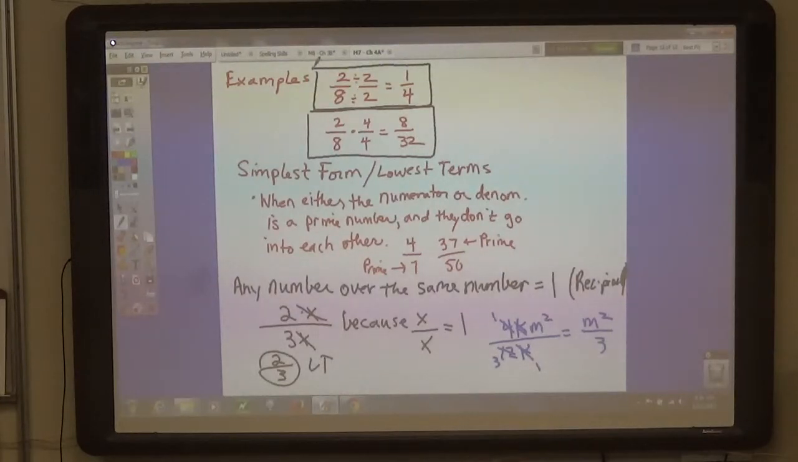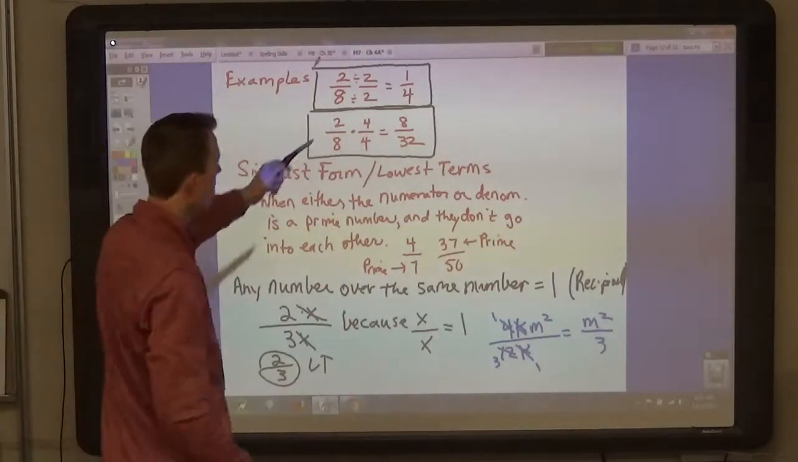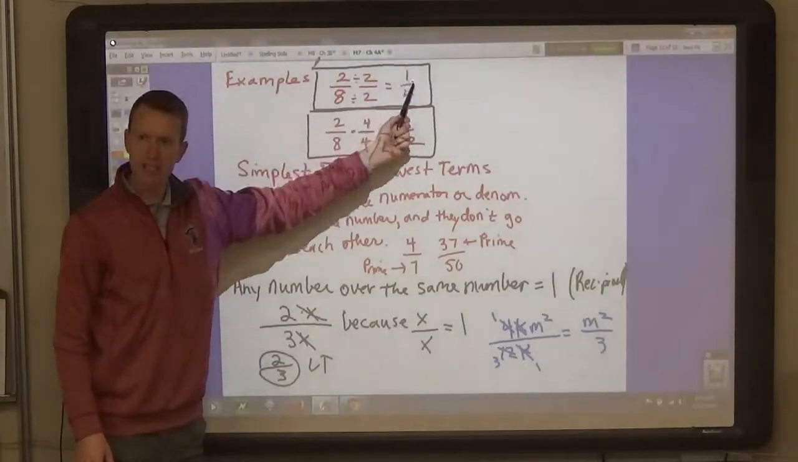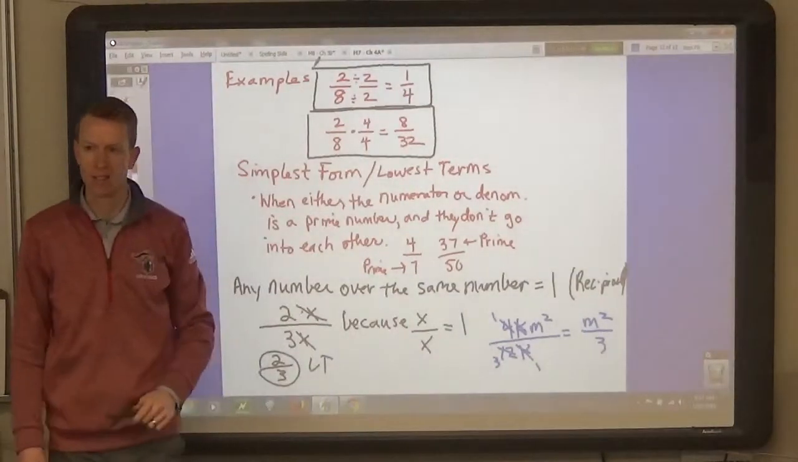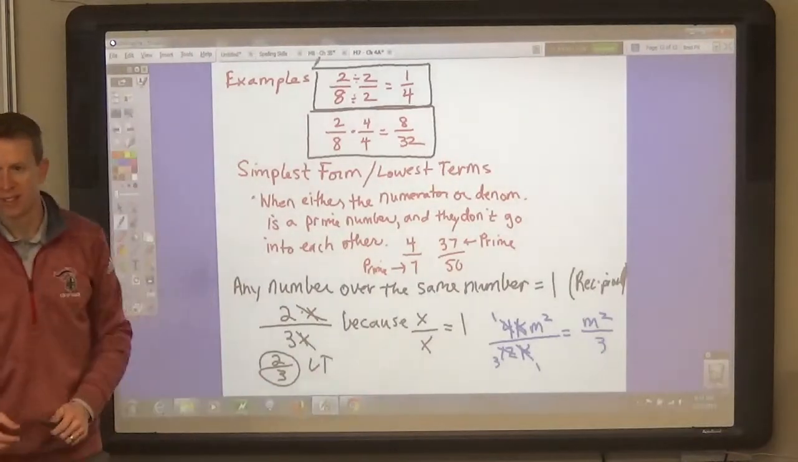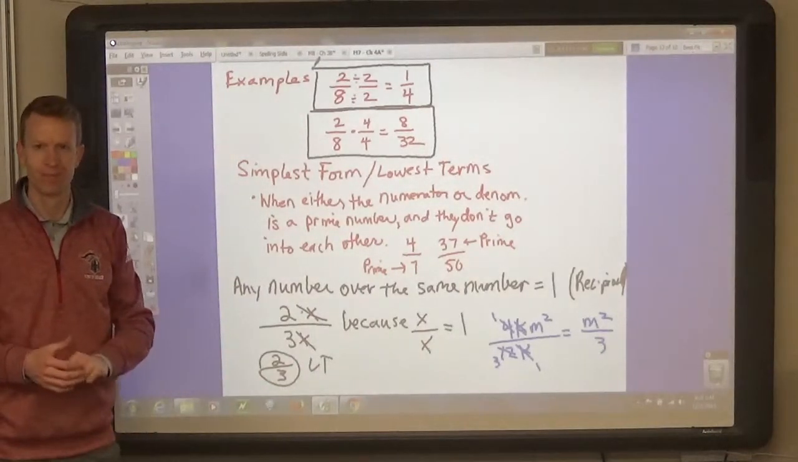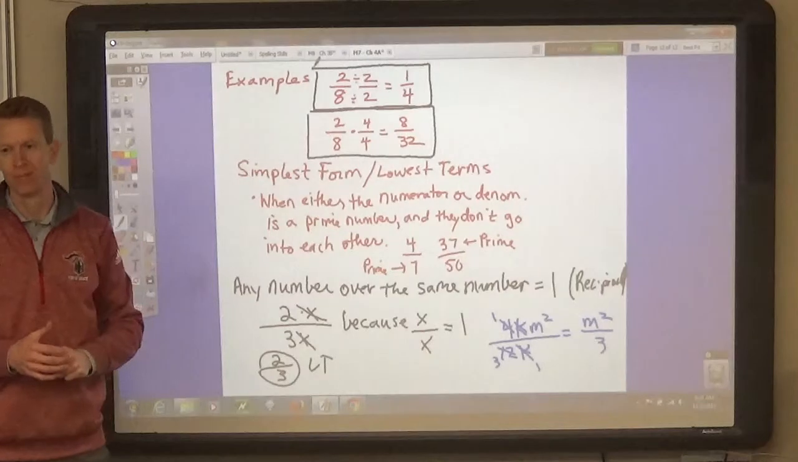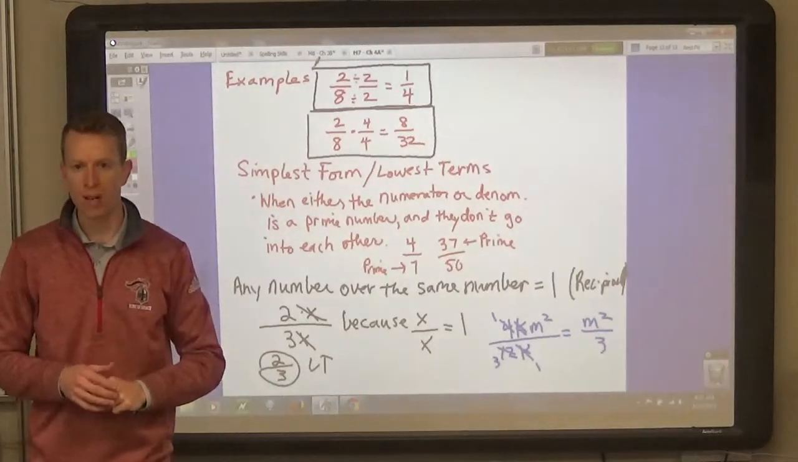But 2 and 8, what's 2 and 8 have a common factor, don't they? What goes into both 2 and 8? 2 does. Right? And so if you divide 2 by 2, you get 1. And if you divide 8 by 2, you get 4. Look. Is this in lowest terms? Yes. Is that simplest form? Yes. Why? Why is 1/4 simplest form?